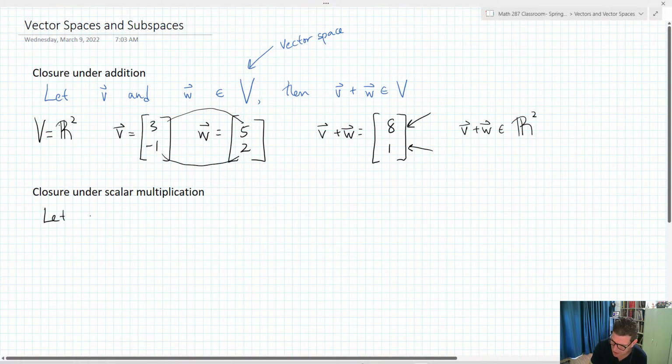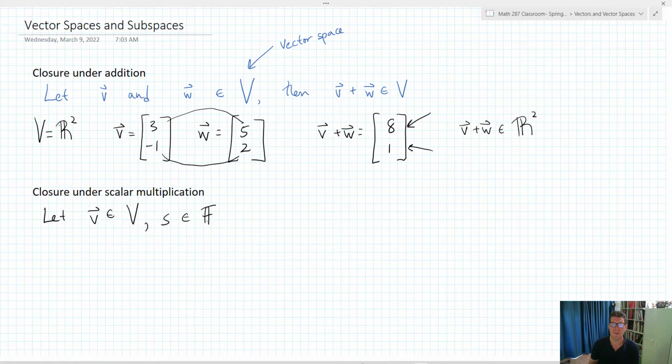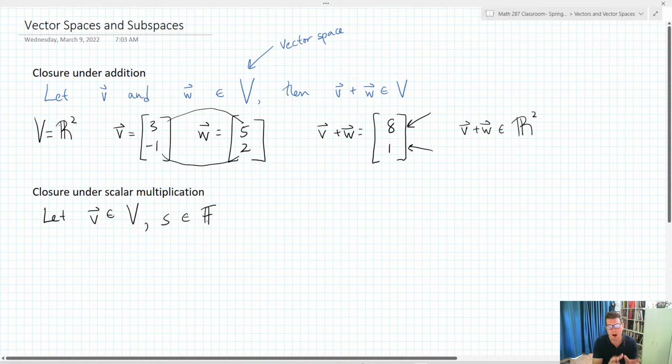If we let V belong to V, that's our vector space, and S belong to a field. I don't want you to worry too much about F being a field, all right? For our purposes for this class almost exclusively, we're going to have all of our scalars be real numbered scalars, but they could be complex. You could have complex scalars. We will see a little bit of that. And it's theoretically possible to have other kinds of scalars, but for our purposes, we're going to have S belong to the reals, okay?